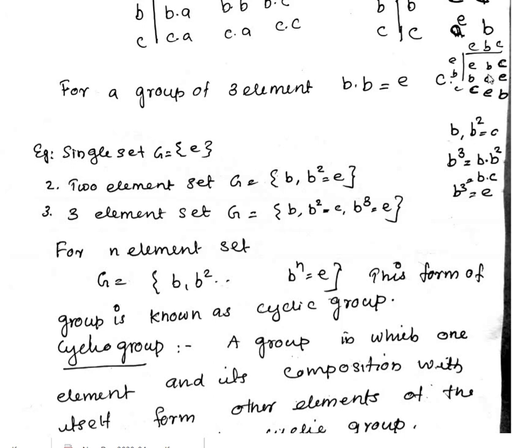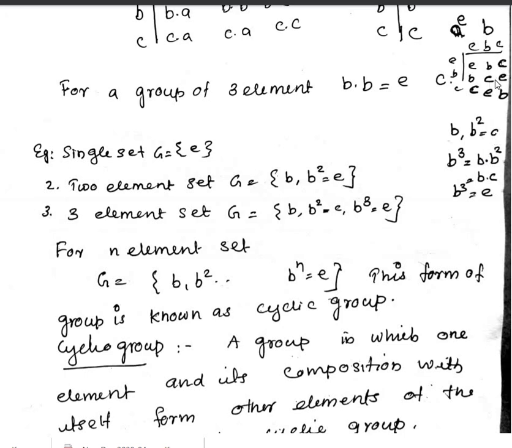So we can fix the element here. B should be B, and B and C should be E. So BC is E. So we will get the first element as B. So when we look, B square is equal to C. So C is generated by B. B's combination with itself is B square. So B square is equal to C.